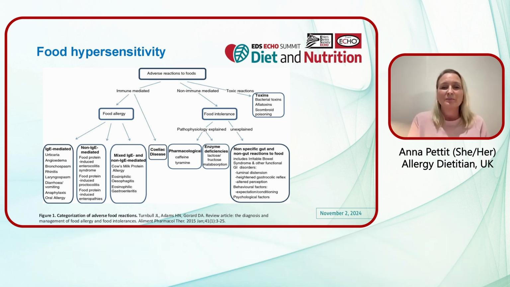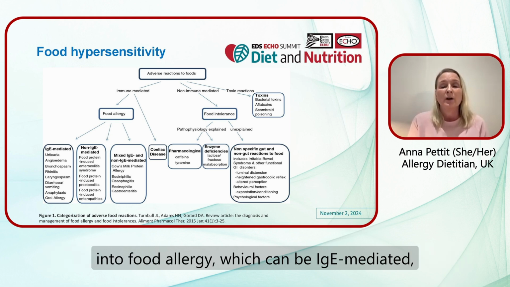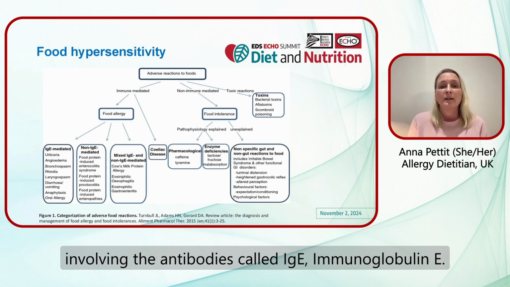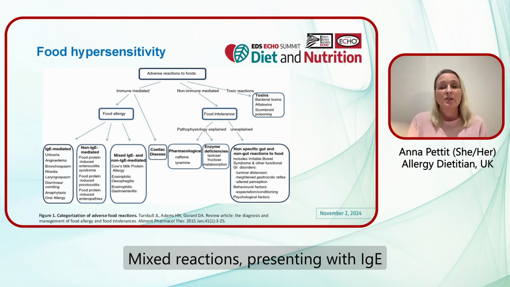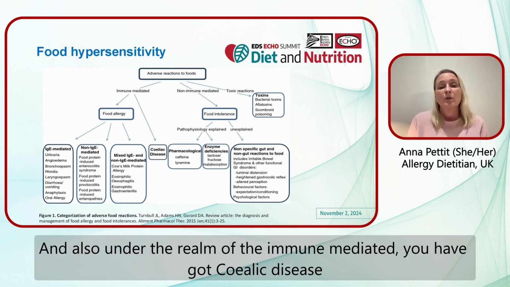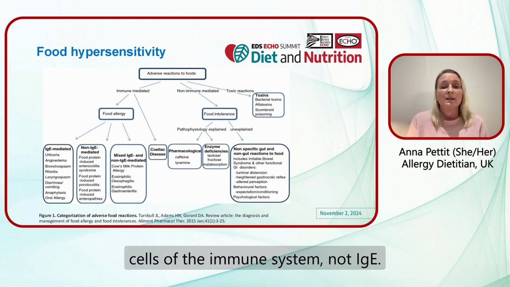very individual. Immune-mediated reactions can be further distinguished into food allergy, which can be IgE mediated, so involving the antibodies called IgE, immunoglobulin E, non-IgE mediated, so involving other cells of the immune system, or mixed reactions, presenting with IgE and non-IgE symptoms. And also under the realm of the immune-mediated, you've got celiac disease, which is an autoimmune condition and involves other cells of the immune system, not IgE.